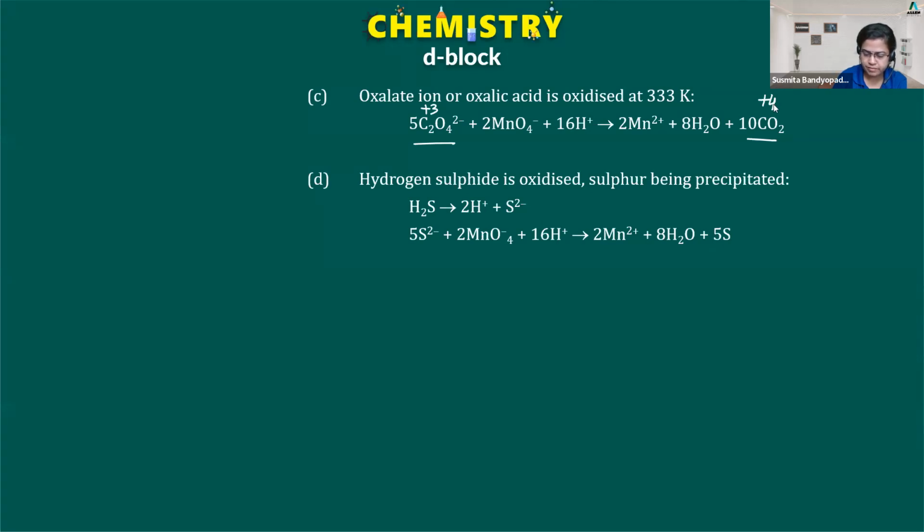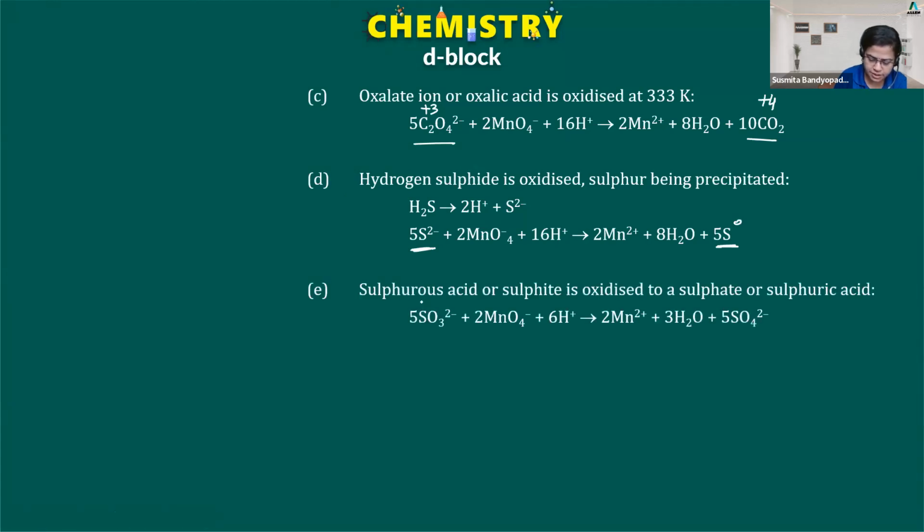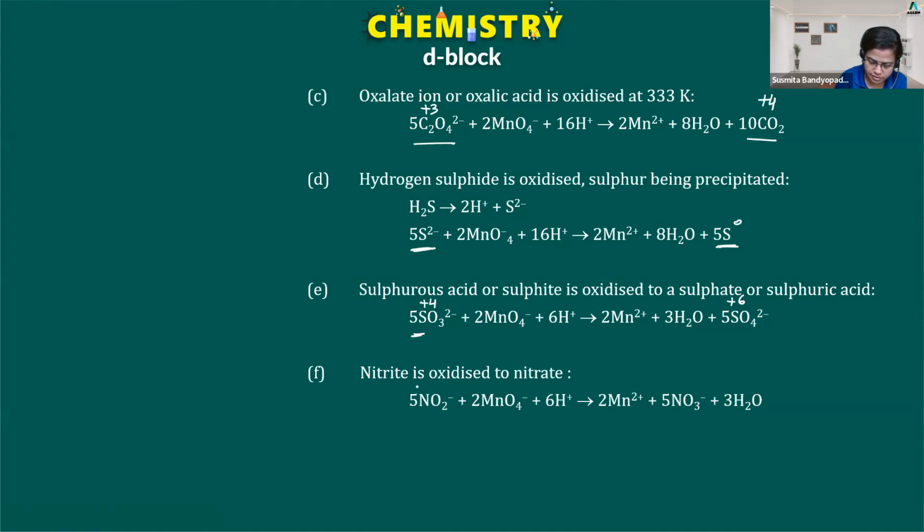Hydrogen sulfide means S2 minus is converted into S0. Sulfurous acid means sulfur in the plus 4 state to plus 6. Oxidation again. Nitrite, sorry, plus 3, to the more stable nitrate, plus 5.